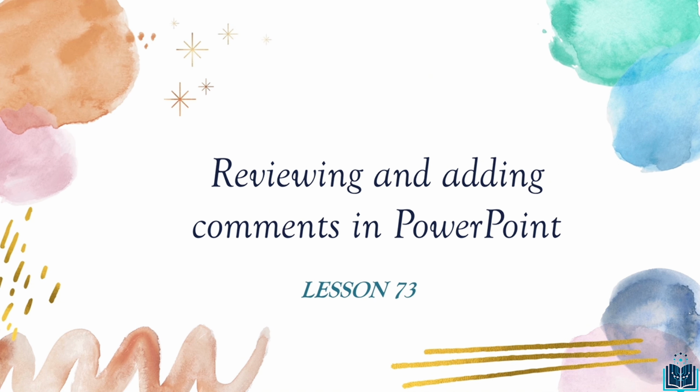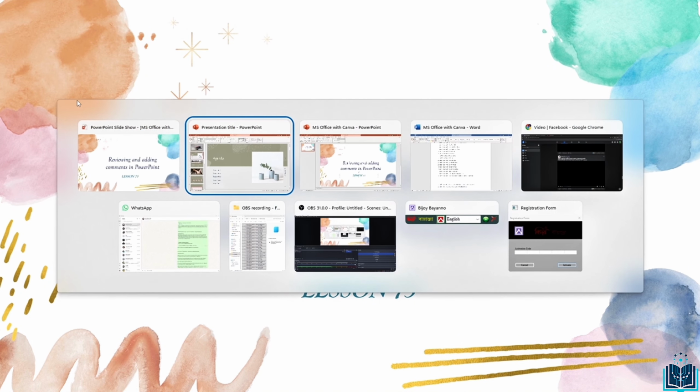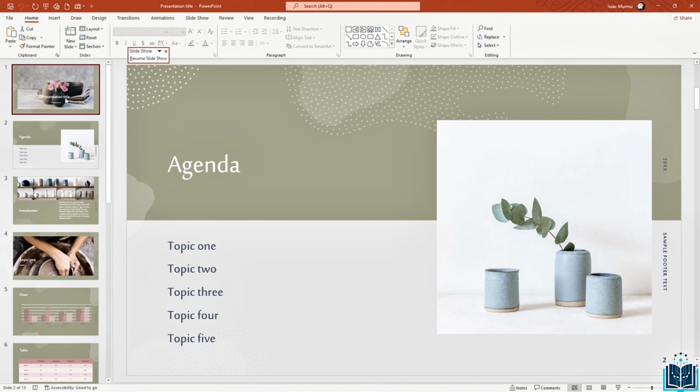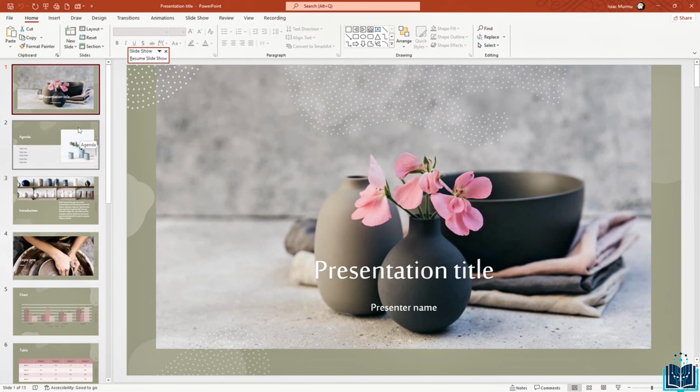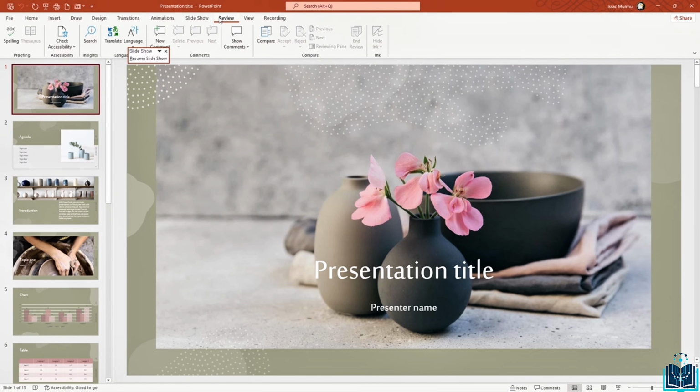First, you need to open up the PowerPoint presentation. Let's say I have a simple presentation for this tutorial. Now go to the top ribbon and click on the Review tab. Here you will find the New Comment option.